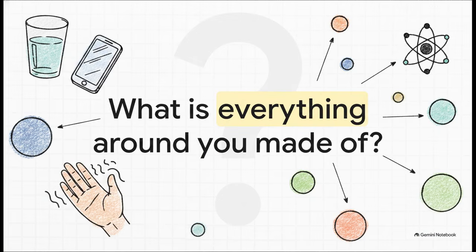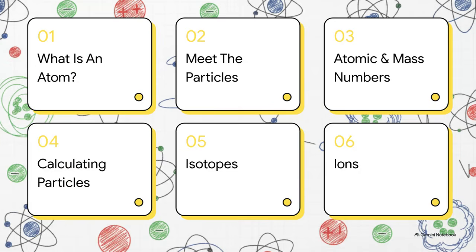Seriously, take a second right now and just look around you. Look at a glass of water, the cell phone on your desk, the air you're breathing, or even just your own hand. What is all of this actually made of? In science, we just call all this stuff matter. But if you take that matter and zoom in way past what a regular microscope can even see, you eventually hit the ultimate building blocks of the universe. Okay, let's dive into this.